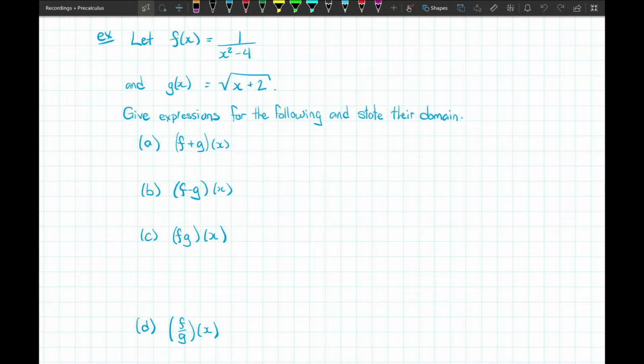So before we really get started on giving expressions for these following combinations of f and g, we should really start to think about, okay, what is the actual domain of f and g first? We should factor the denominator of f and see what values are not in the domain. If we factor the denominator, we can see that we get x plus 2 and x minus 2. So we can't let x equal either negative 2 or positive 2.